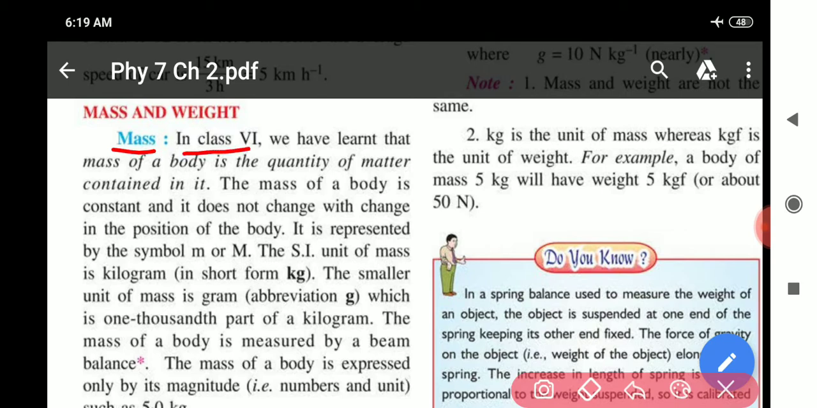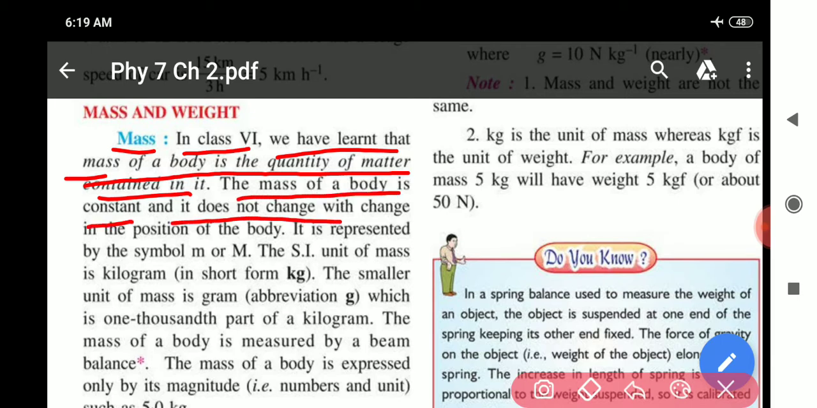In class 6, we learned that the mass of a body is the quantity of matter contained in it. The mass of a body is constant and it does not change with the change in the position of the body. Mass remains the same at all places. It is represented by the symbol small m or capital M.